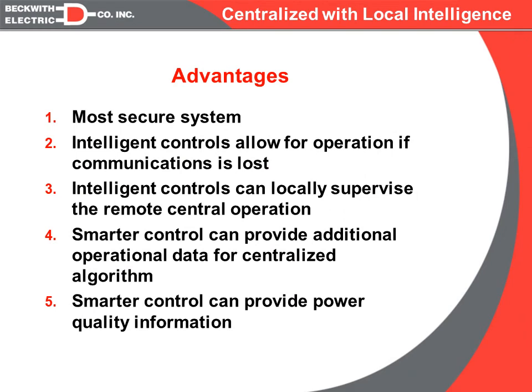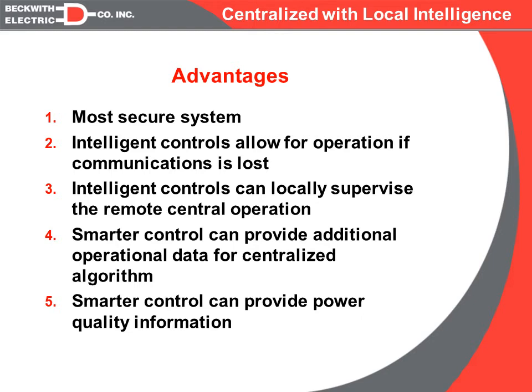So the advantage of this system is that it's much more secure. We have intelligence now, and we can also have that intelligence fall back to a local operation if SCADA communications is lost. If we don't have intelligence in the pole and the communications is lost, we basically have a system with very little regulation. All of our capacitor banks are going to be fixed, and the only thing that can regulate the voltage at that point are our regulators or our LTCs.